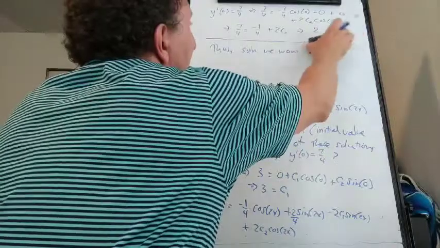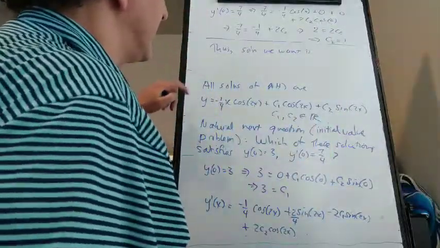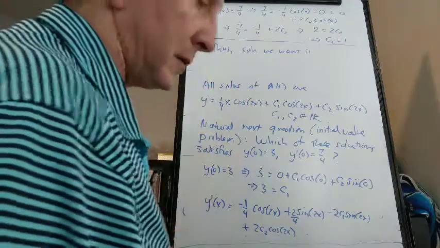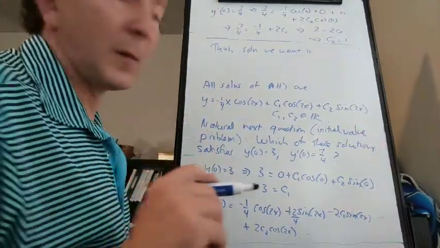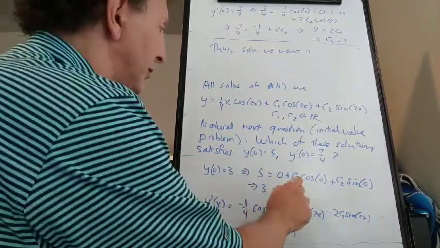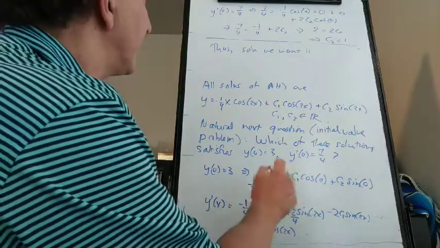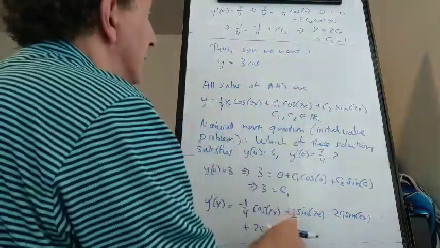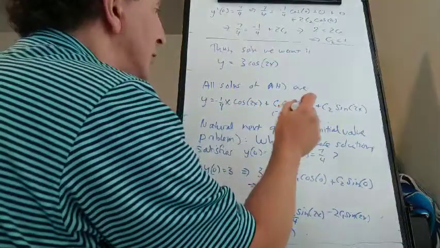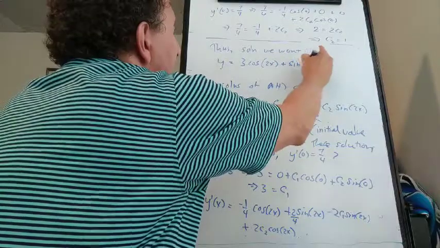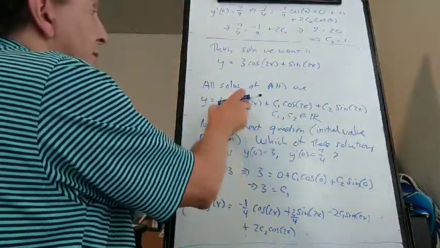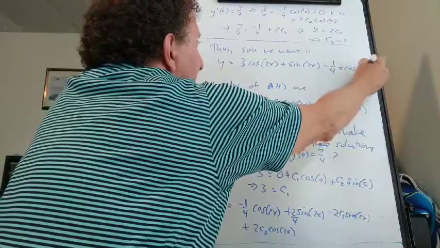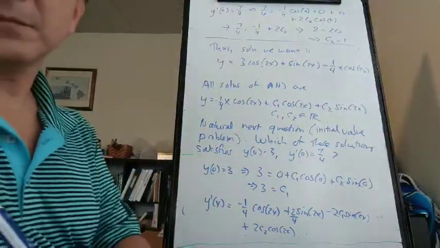That means that the solution we want is: c1 is the coefficient of cosine, and c1 is 3, so 3 cosine of 2x. c2 is the coefficient of sine, plus sine 2x, plus this particular solution part of it, minus 1/4 x cosine of 2x. The end.